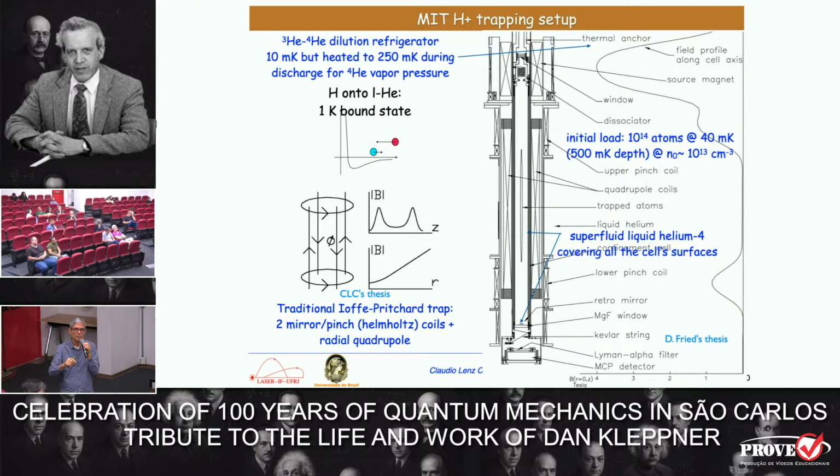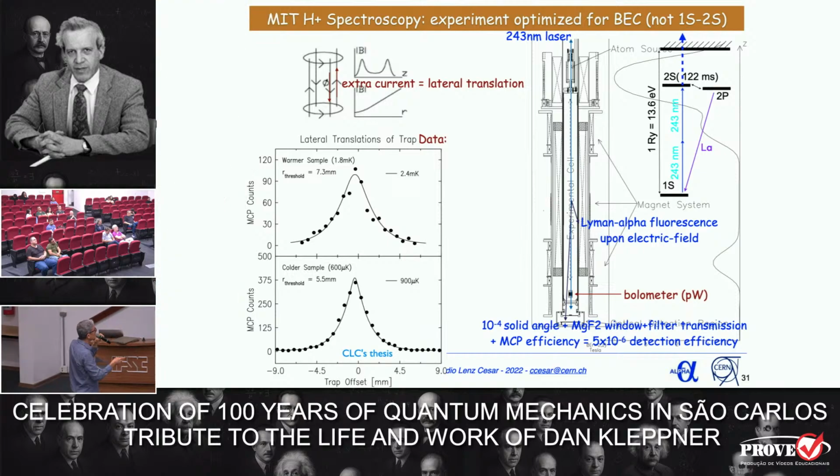We tried this with deuterium, and it didn't work. If you shine the discharge, you get vapor pressure of atomic hydrogen and helium, and they thermalize, they hit the walls, and then eventually you get trapped atoms here. Later, we open up this magnetic trap and do this evaporative cooling. We only had 10 to the minus 4 solid angle for detection of the Lyman alpha in a microchannel plate after passing through a window.